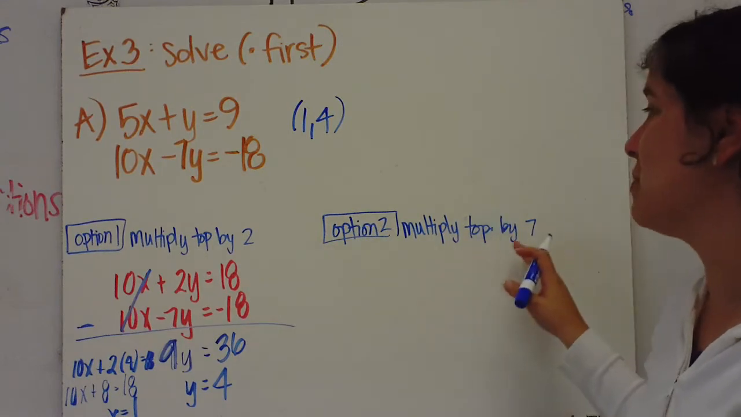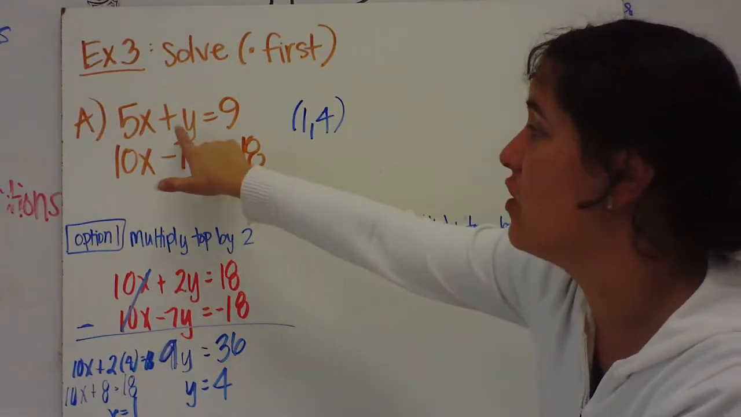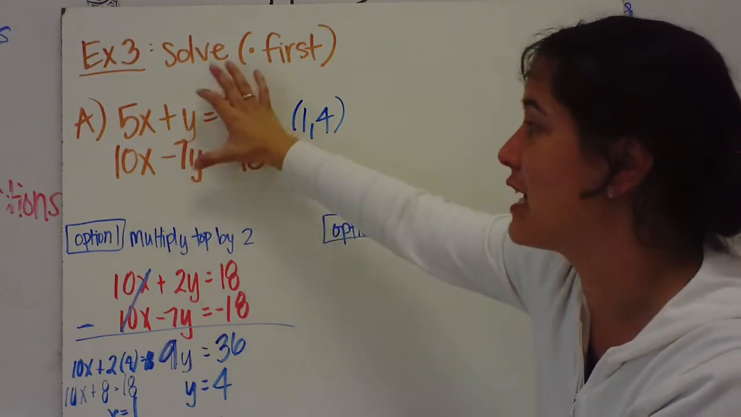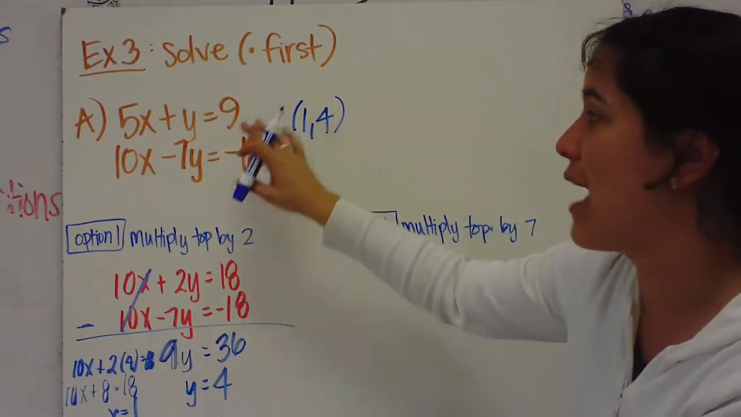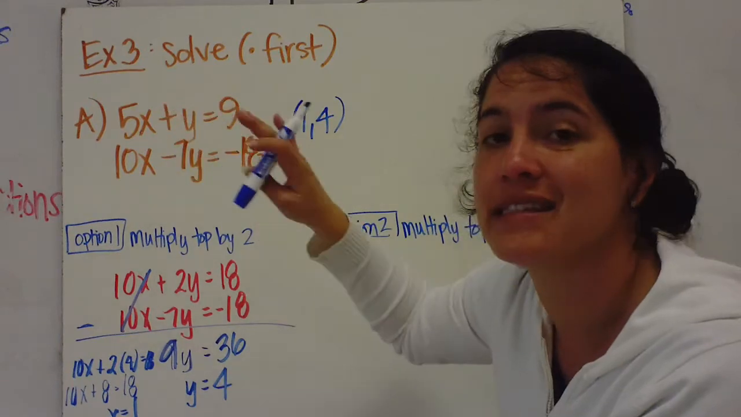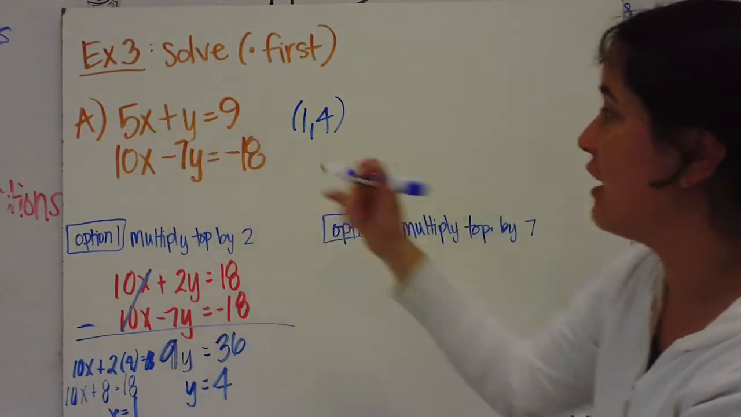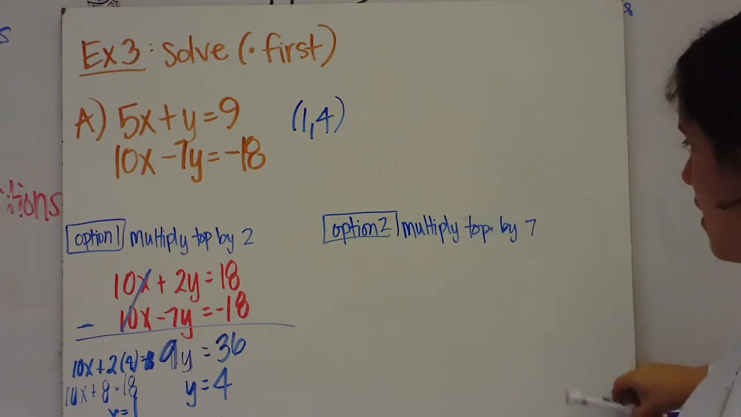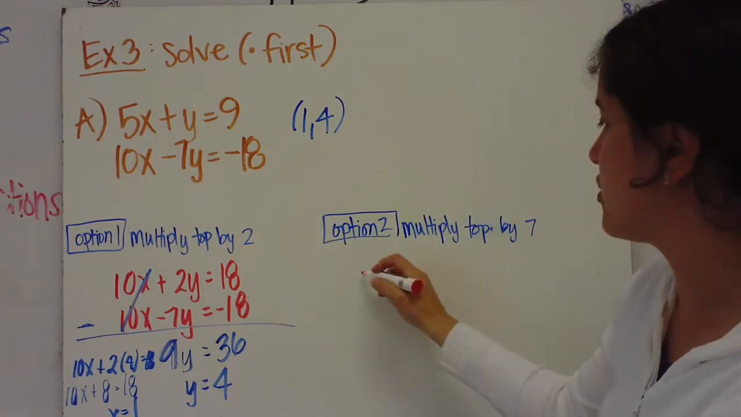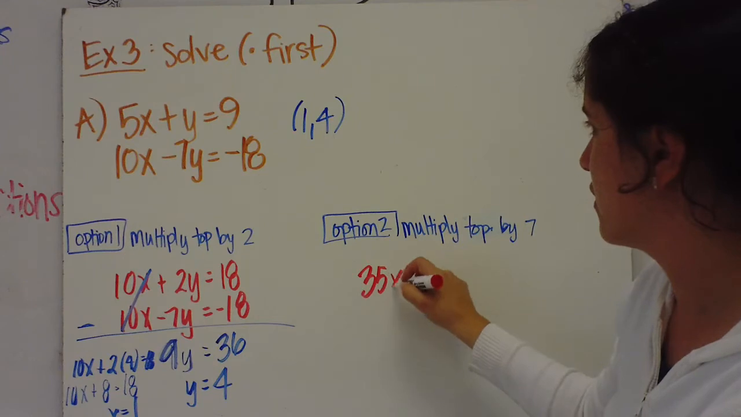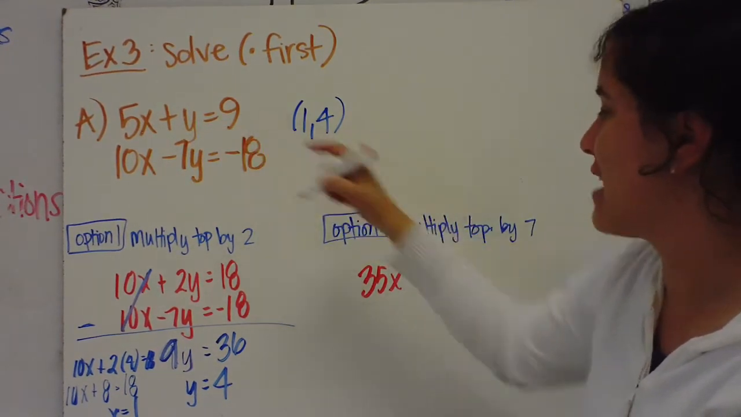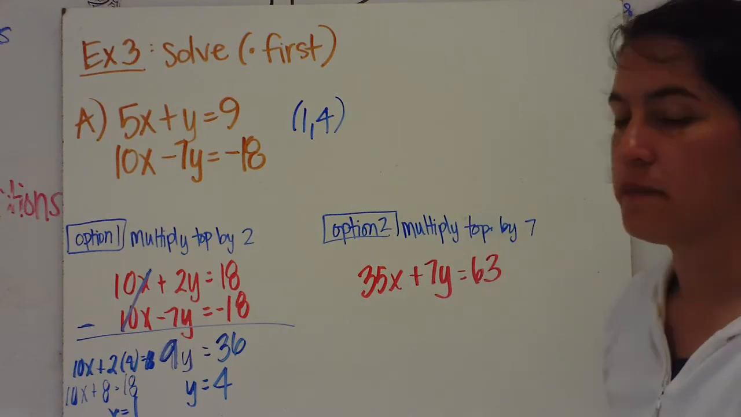You could also multiply the top by 7. Do you see how this is a 7 and this is a 1? So you could multiply to get the y's the same. So if I multiplied this whole top equation by 7, then 5 times 7 would be, I'm going to change markers, 5 times 7 is 35x. 1 times 7 would be 7y. And 9 times 7 would be 63.